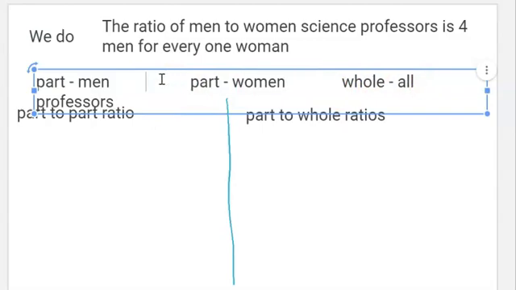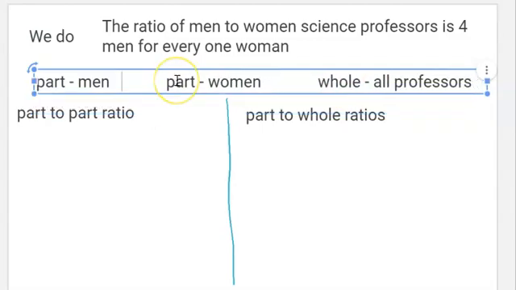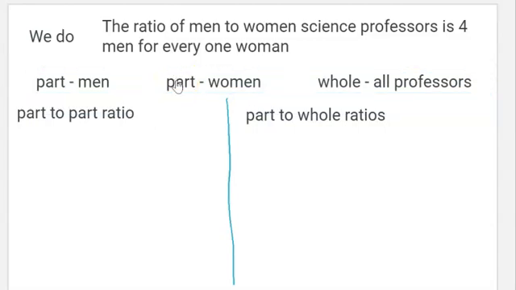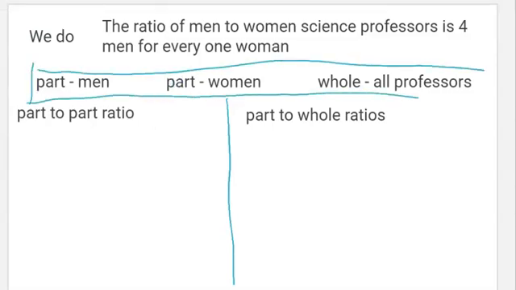So part of the people we're talking about are men. Part of the people we're talking about are women. And the whole is what we get when we put both of them together. We're talking about everybody, all the professors. So please, if you need to, pause here and make sure we get that in our notes. I need you to know what are the parts and what is the whole in any situation. This is going to be really important as we move forward.